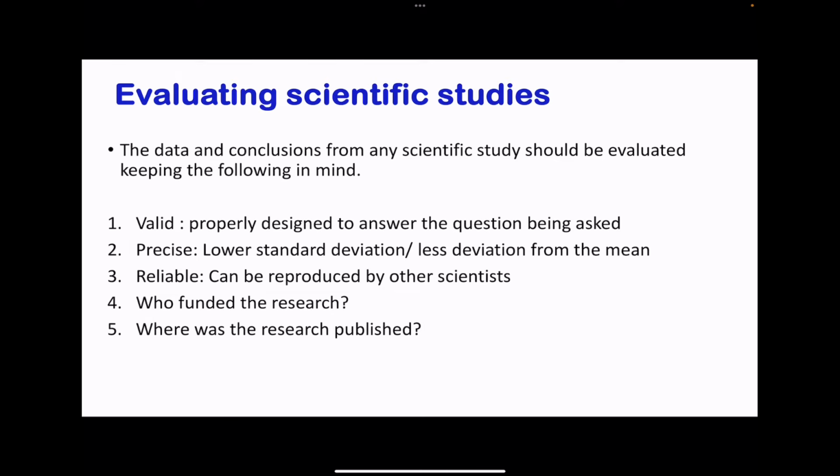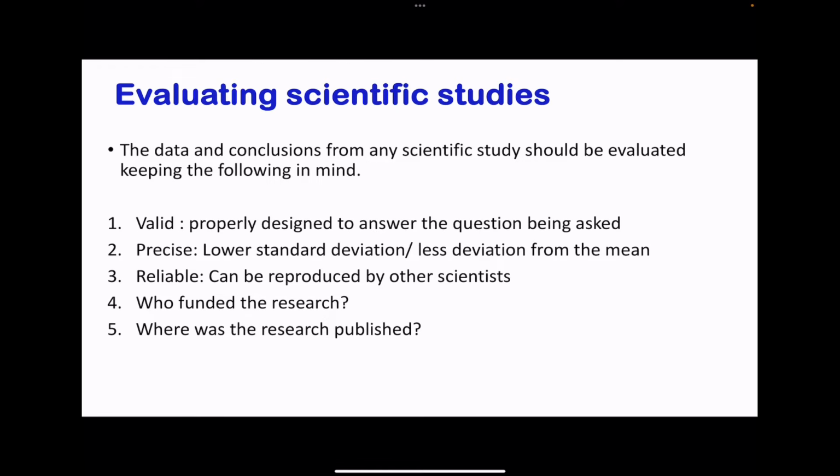Next part is how do we evaluate scientific studies. Of course, we have to be very careful. We have to find out validity of the results, meaning, do the results answer the question that has been asked? The results have to be precise, meaning there is less deviation from the mean between the results of one specific study. Reliability of the results, can the results be reproduced by other scientists?